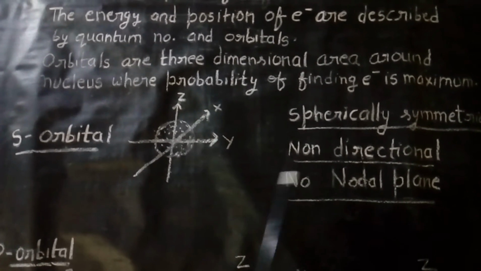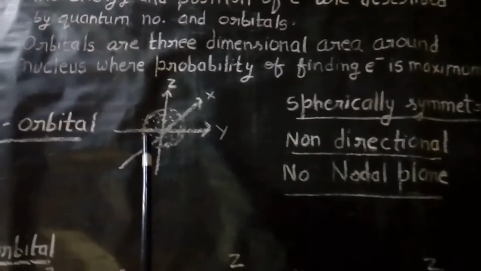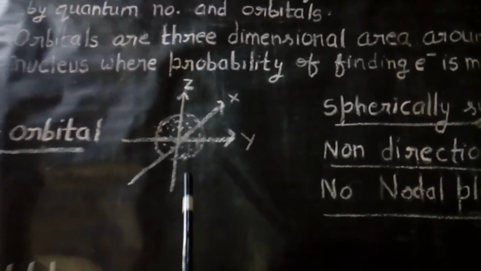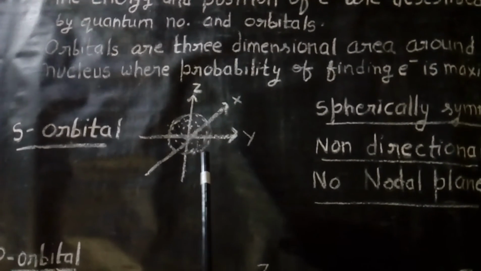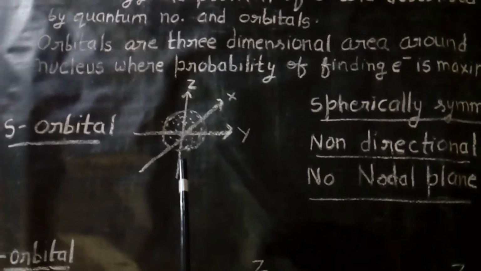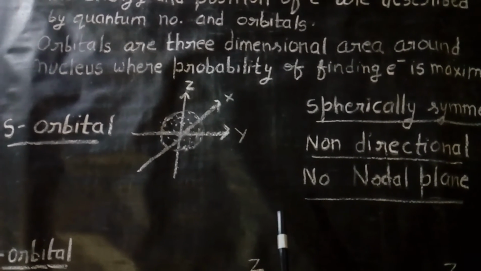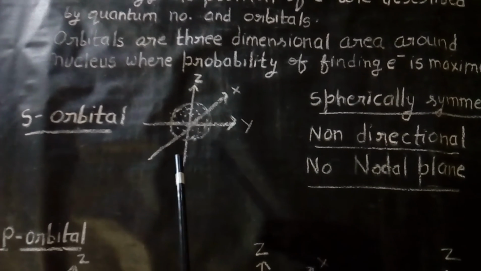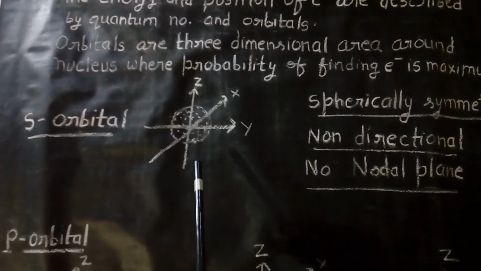S orbital is spherically symmetrical and non-directional. It means it is round in shape and has the same electron density in all directions, in the z direction, in the x direction and in the y direction. The probability of finding the electron is the same. So there is no nodal plane. What is a nodal plane? The nodal plane is the plane where the probability of finding an electron is 0. So here in all directions the probability is equal, so there is no nodal plane.